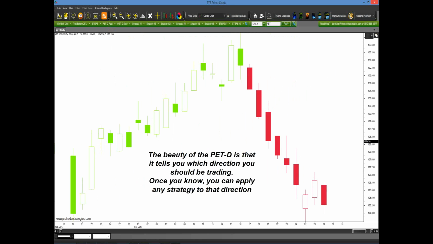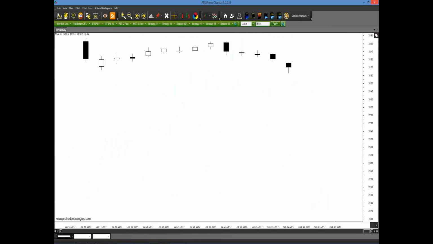Let me show you some more examples of just how powerful this is. Here's an example in TEVA, okay, TEVA. This is going into this past week, into August. Now, prior to this, it looked as if there was no trend at all, okay? We're basically going sideways. Now, once we click on the PET D tab in our upper green strategy tab column here, we see that the colors automatically change.